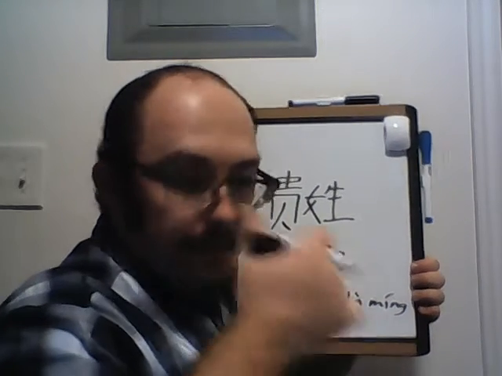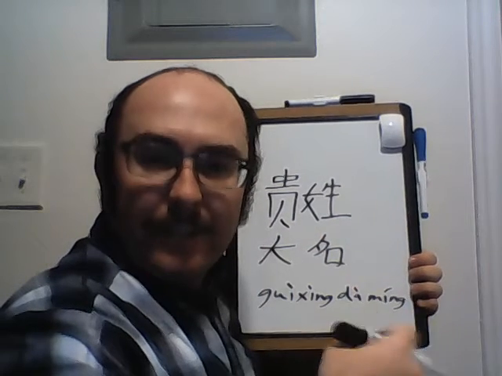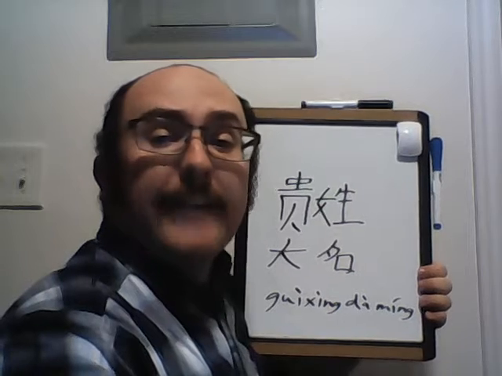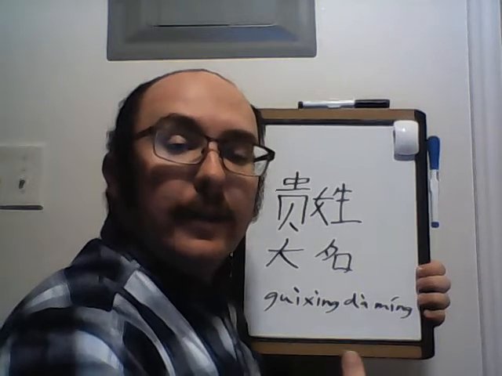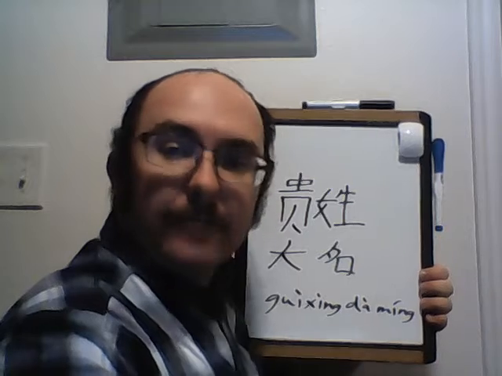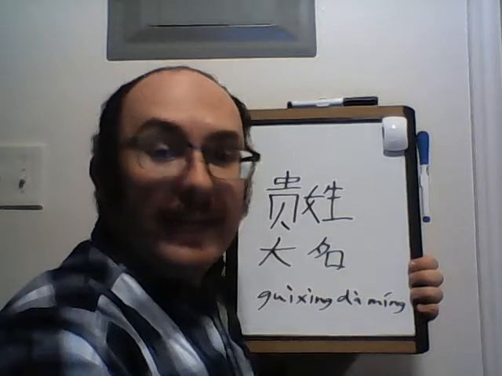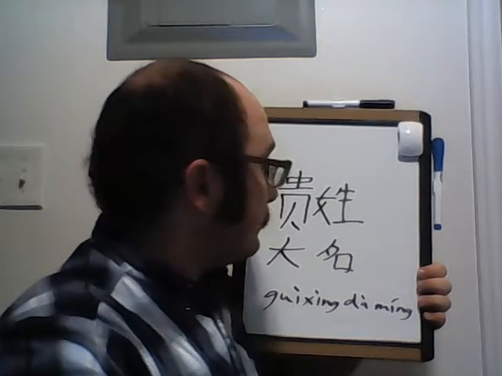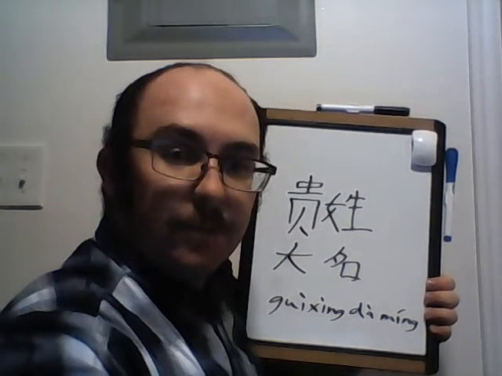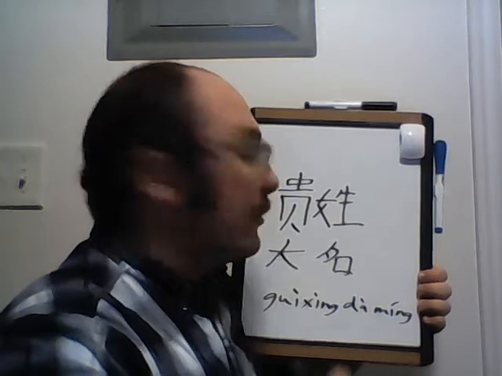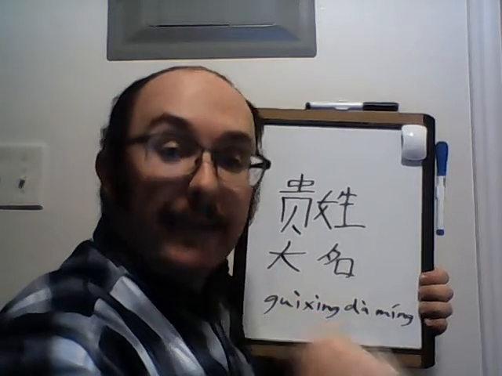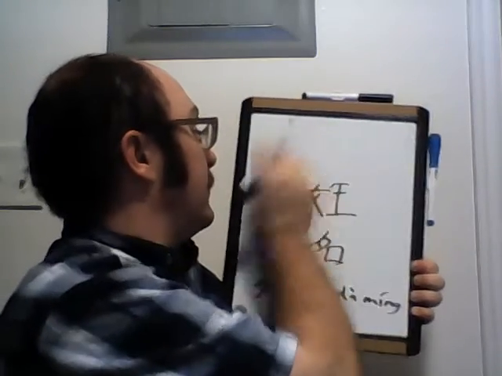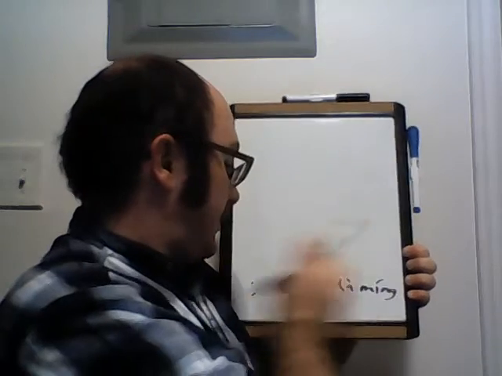This will often be used if you're in a place where they have to fill out a form for you or something. They'll ask for your full name, and they'll say 贵姓大名. And the proper response is you just tell them your full name. So again, in my case, it'd be 裴建华, because that's my full Chinese name. So 贵姓大名.